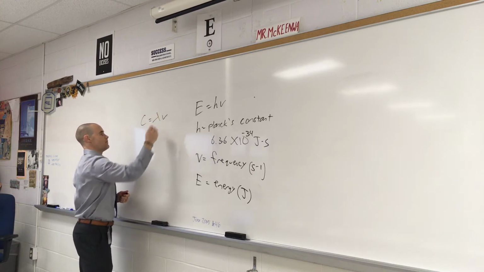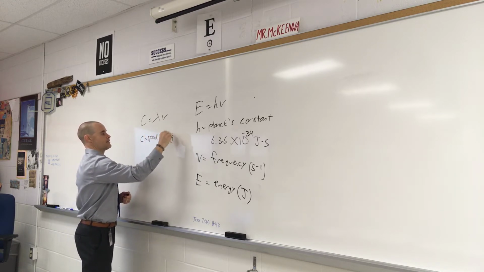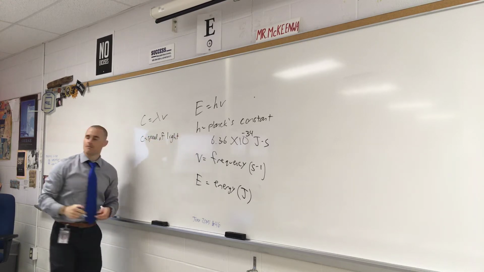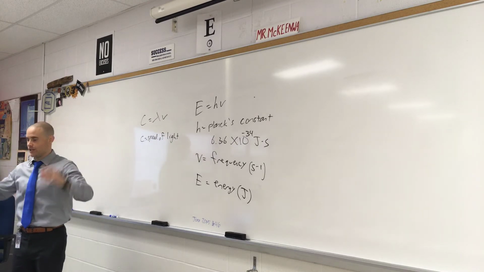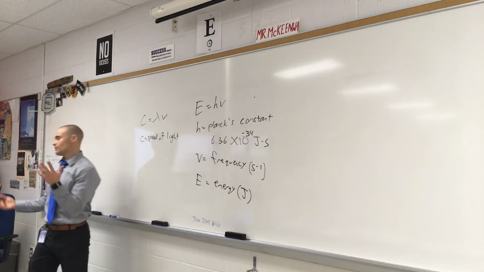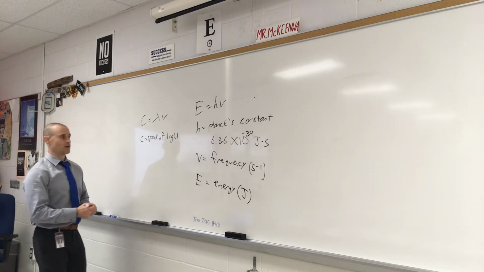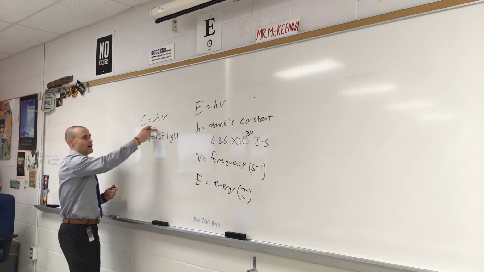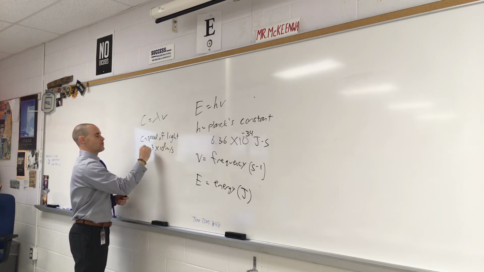C equals lambda V. C, speed of light. Again, this is in a vacuum, but a lot of times in science, physics, and chemistry, we have to ignore things like friction and air resistance, which sounds crazy, but it's too hard to figure it out if you try to take all that into account. I don't know how to do it. So we assume we're in a vacuum. 3 times 10 to the 8th meters per second, 3.0.